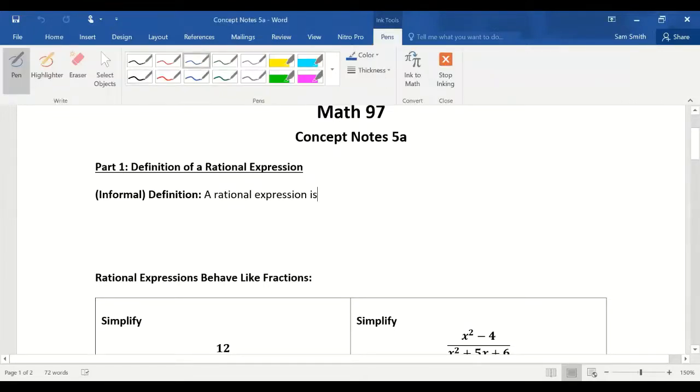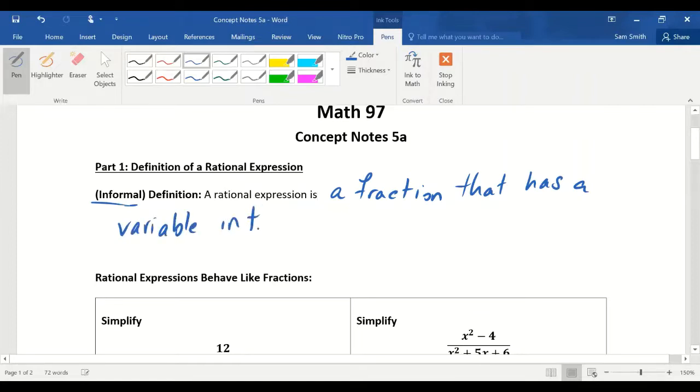And I'll be the first to admit this is an informal definition. This is not super precise, but this will be enough for our purposes. A rational expression is just a fraction that has a variable in the denominator.